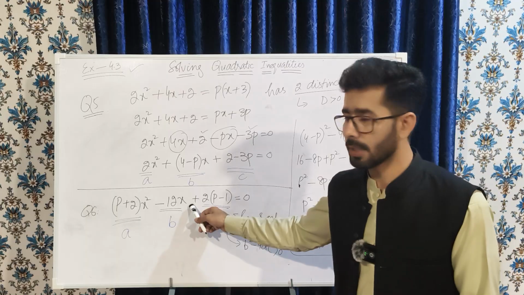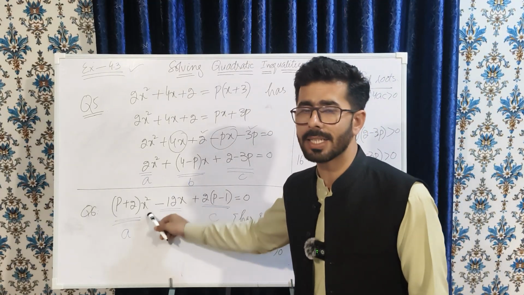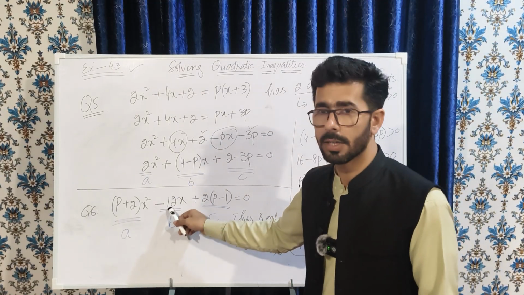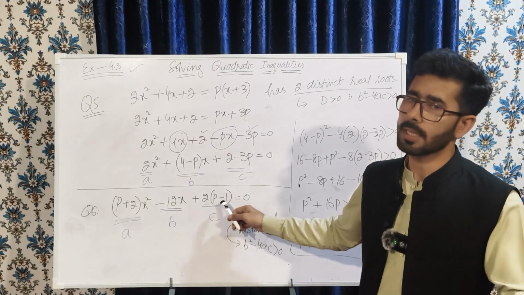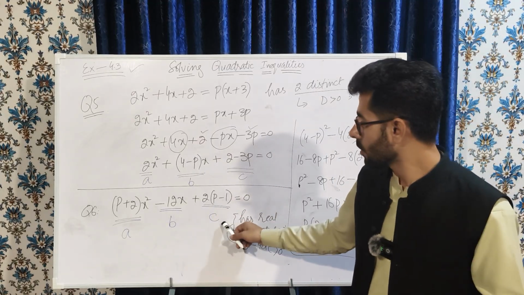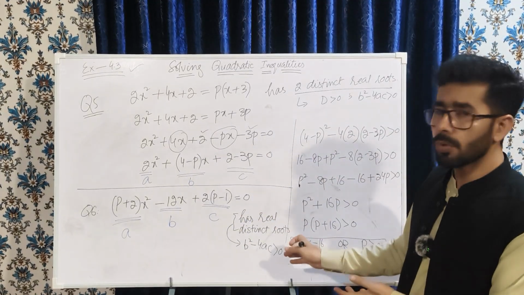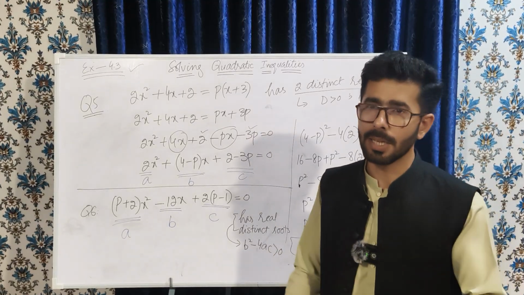Something that is multiplied with x, the coefficient of x, is the b term, so we have b equal to negative 12, and c is the constant that does not have x or x square. So we have a, b, c values, substitute them in the inequality b square minus 4ac, and boom, you have your value.